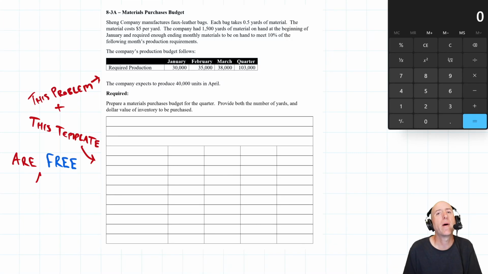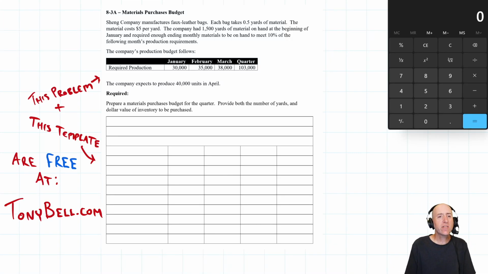Let's jump into problem 83A, a materials purchases budget. This one's a bit bigger than our previous few budgets, and it's a bit more involved.